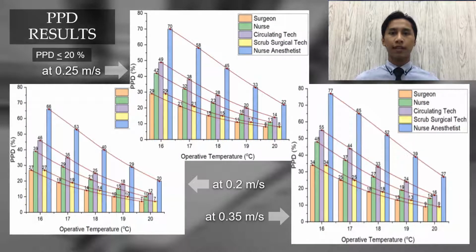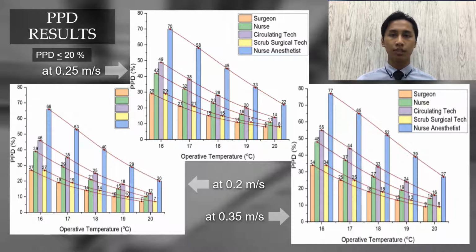For PPD results, it has a strong relation to the PMV value, where it predicts the thermal dissatisfaction of surgical staff. The recommended value of PPD must be below 20% to obtain optimal comfort. In relation to PMV data, the nurse anaesthetist has the highest dissatisfaction percentage in the 5 measured temperatures and 3 different air velocities. The PPD graph shows a linear decrease approaching 0. It is impossible to get 0% of thermal dissatisfaction as the relation between PMV and PPD theoretically does not intercept at 0 value.